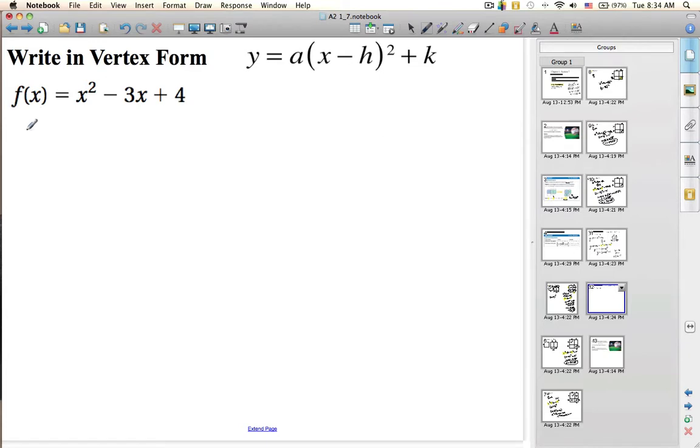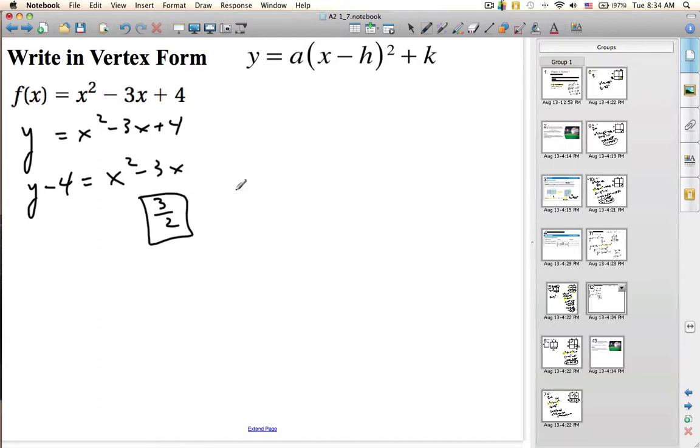All right, so f of x, remember that's the same thing as y equals 2. Right, same thing as this. I'm going to get rid of the 4 by subtracting it from either side. And then I'm going to take 3 and divide it by 2, which is going to equal 3/2. And I'm going to square it and add it to either side of the equation. So y minus 4 plus 9/4, that's 3/2 squared, is equal to x squared minus 3x plus 3/2 squared.